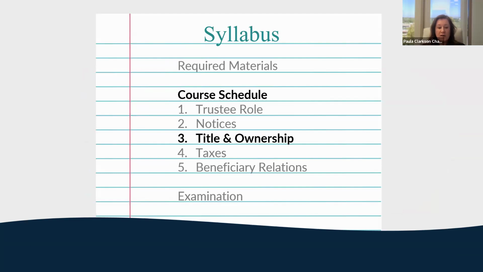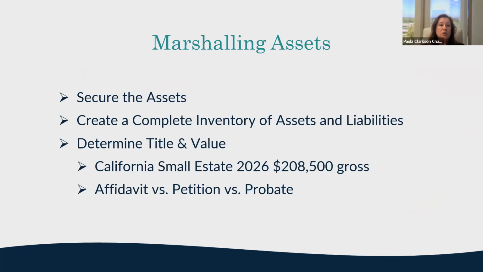The next biggest part of administering the estate is title and ownership to the assets. And this is the hardest thing. The trustee needs to marshal the assets. They need to secure them. When a person passes away, the trust becomes irrevocable. We will get a new tax ID number because we can no longer use the decedent's Social Security number. Using the tax ID number, we create what's called a certificate of trust. It's basically a shortened version of the trust that the trustee will take to financial institutions to marshal those assets. Usually, if the decedent had a bank account, they will take the certificate of trust to the bank.